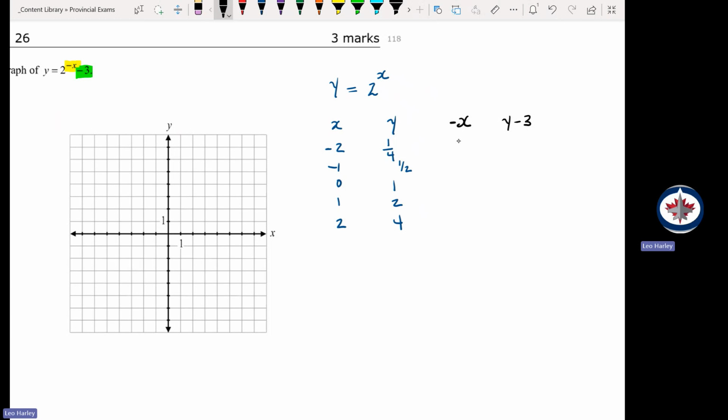So just going to do the opposite of the x's. So I can do that. So the opposites, so it's now positive 2, positive 1. You can't take the opposite of 0, negative 1, negative 2. And now we're going to have to do a little bit of math. We're going to have to take like 1/4 subtract 3, 1/2 subtract 3, 1 subtract 3, 2 subtract 3, 4 subtract 3. And again, just take your time. You guys have 3.5 hours for this.